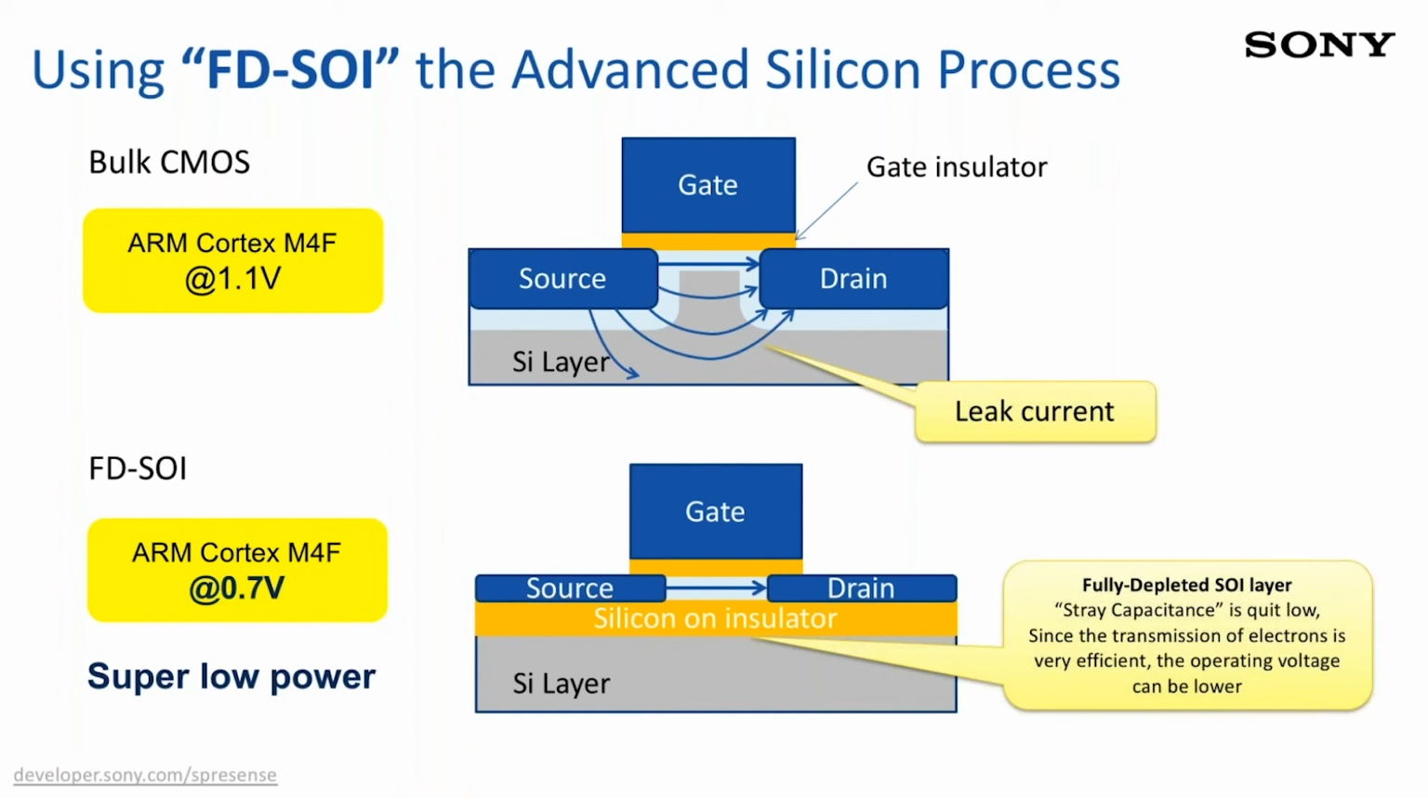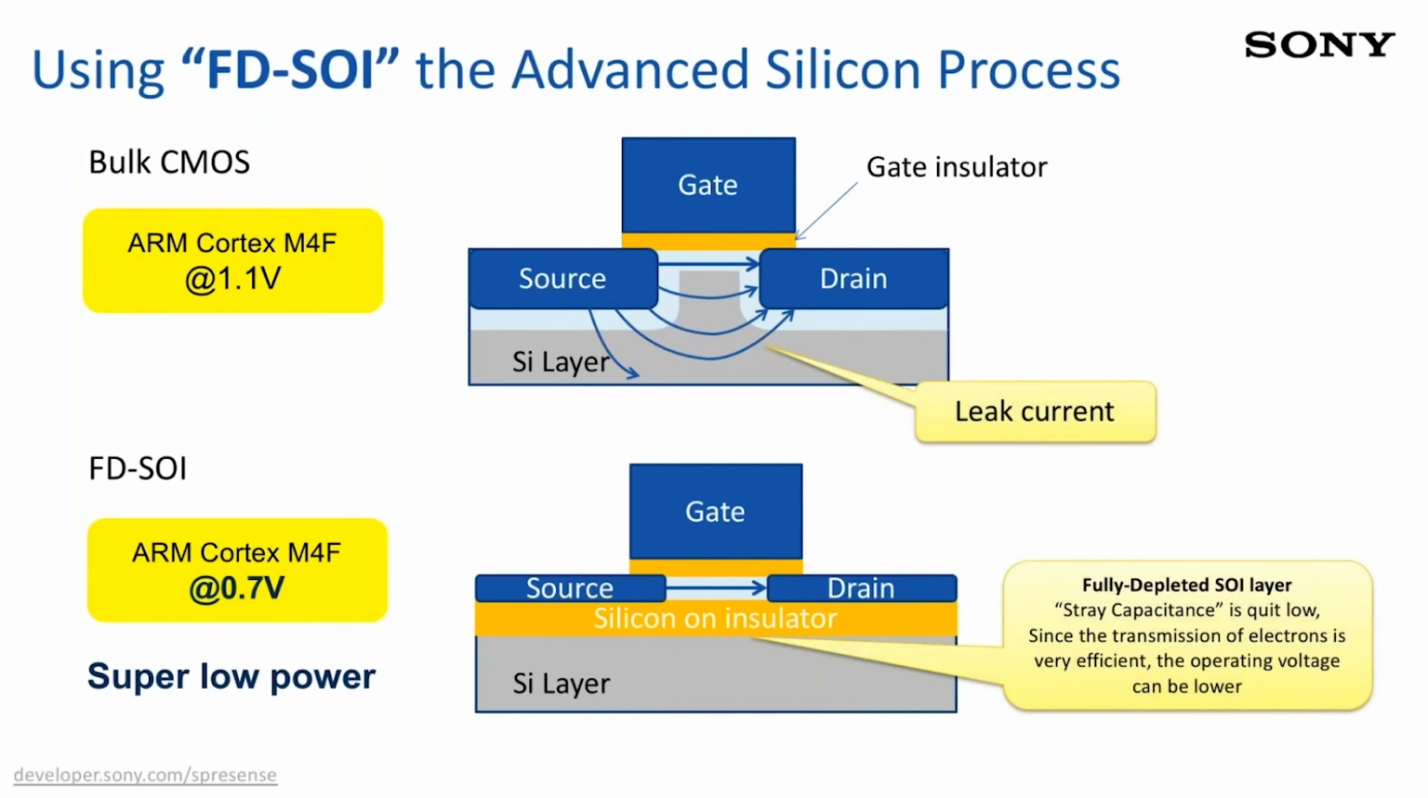If you look at the bulk CMOS, I have the gate, the source, and the drain. The current is going from the source all the way to the drain. On the top picture, you see some arrows are bending. What does that mean? It means I have leakage here. Leakage means I'm losing power. Now look at the yellow box. The power that you're using for a bulk CMOS is 1.1 volt. And I'm using the same ARM cores. I told you we have 6 ARM cores. So I'm using the same ARM core, but 2 different technologies.